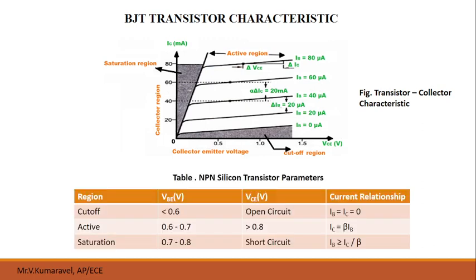If our input voltage, that is the voltage between base and emitter, is lesser than the barrier potential, then what happens? Your transistor will not conduct, it will be in the cutoff region. If our input voltage is greater than 0.6 volt, then the transistor will go to the saturation region. Okay, so now we will go ahead with the RTL.